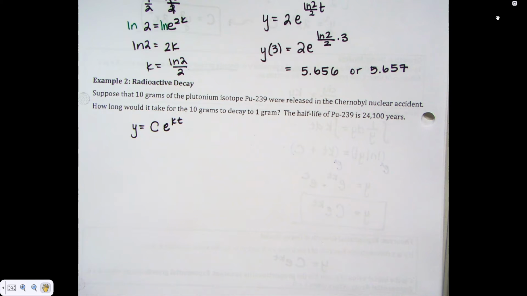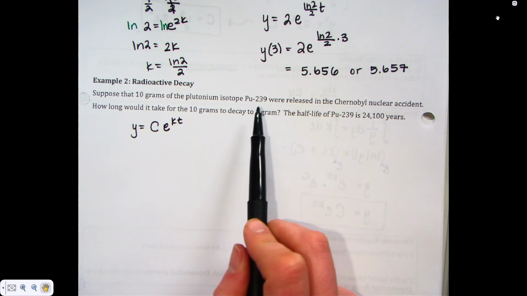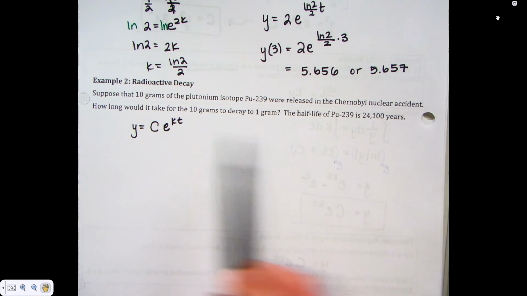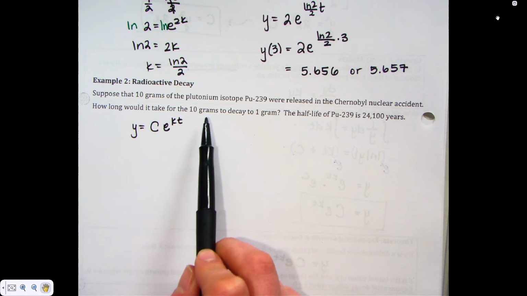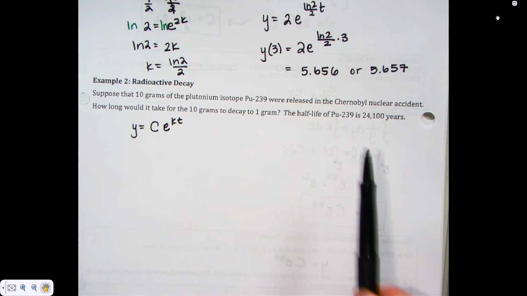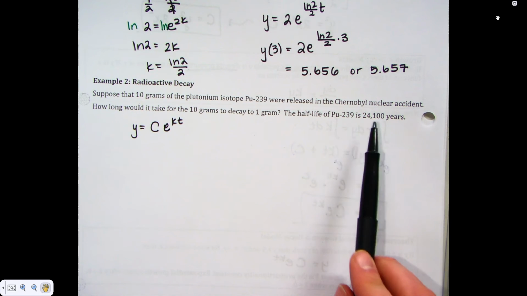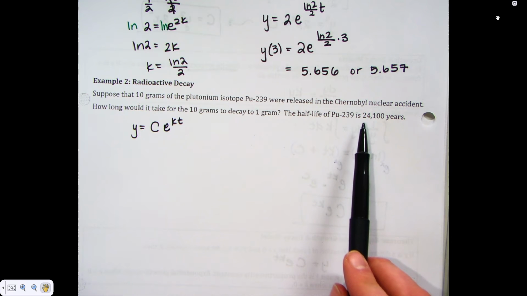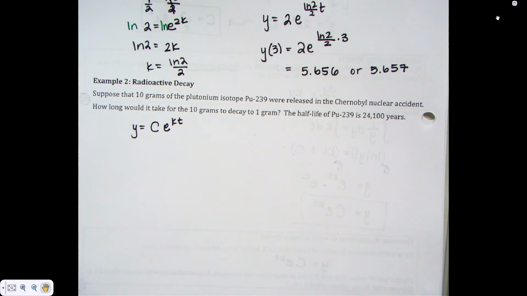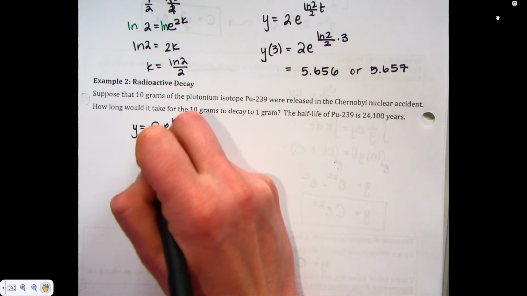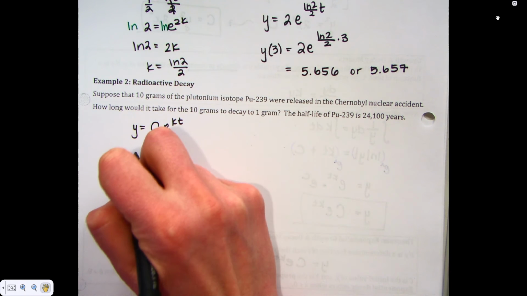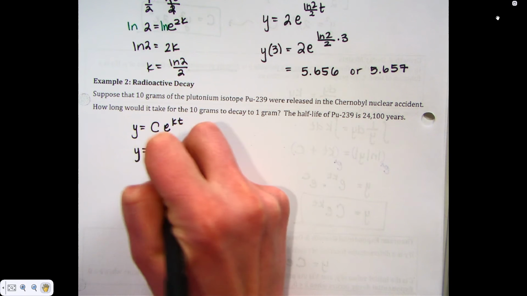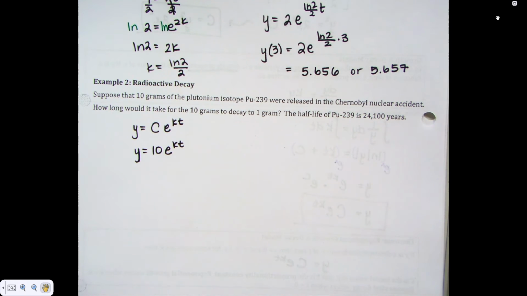Let's see. Suppose that 10 grams of the plutonium isotope were released in the Chernobyl nuclear accident. How long will it take for those 10 grams to decay down to 1 gram, knowing that the half-life of our plutonium is 24,100 years? So let's see. The initial value, C at time 0, I know that I am starting with exactly 10 grams. Now, they didn't give me another point the same exact way that they did it in the first example, but they kind of did.